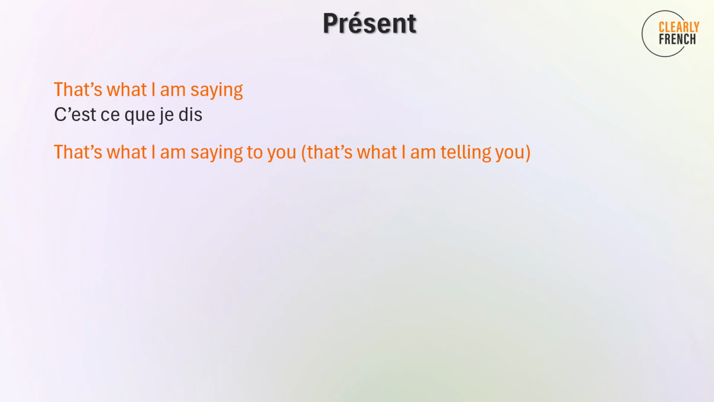Now we're going to add to that to make "that's what I'm saying to you". Of course, in English you say "that's what I'm telling you", but in French we say "that's what I'm saying to you". C'est ce que je te dis. And the te is the to you, and it always goes before the verb, unlike English.